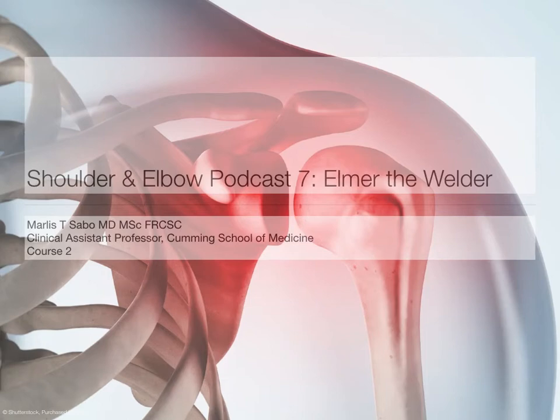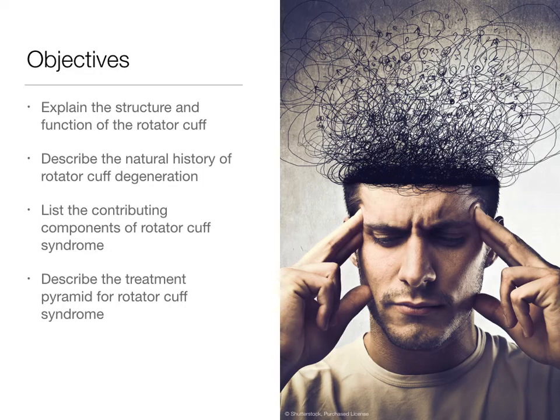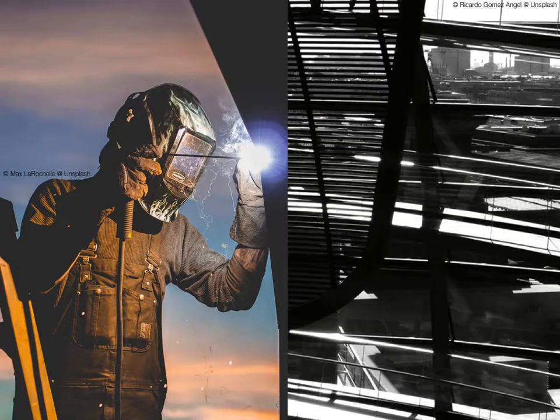We're going to move on to another case. By the end of this podcast, you should be able to explain the structure and function of the rotator cuff, describe the natural history of rotator cuff degeneration, list the contributing components of rotator cuff syndrome, and describe the treatment pyramid for rotator cuff syndrome.